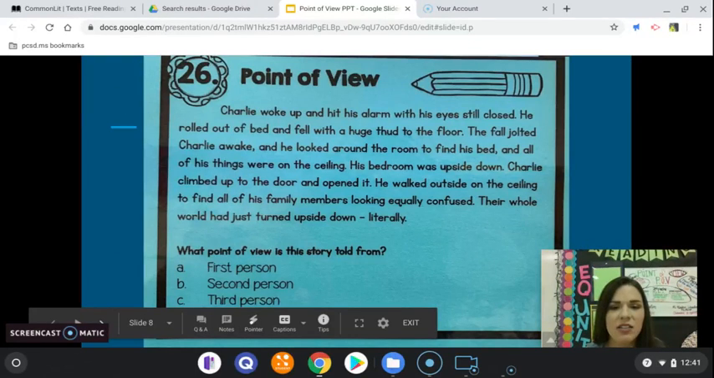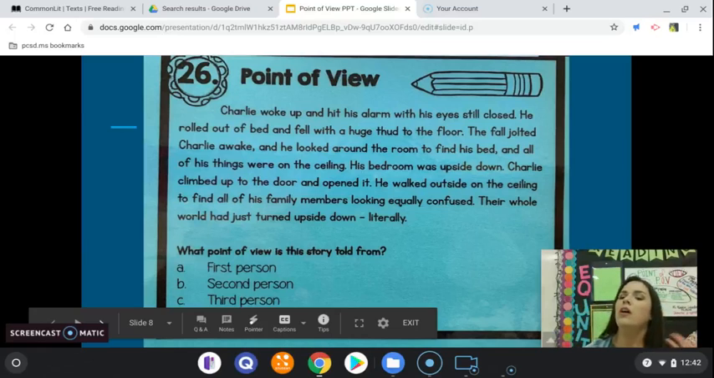Charlie woke up and hit his alarm with his eyes still closed. He rolled out of bed and fell with a huge thud on the floor. The fall jolted Charlie awake, and he looked around the room to find his bed and all of his things were on the ceiling. His bed was upside down. Charlie climbed up to the door and opened it. He walked outside on the ceiling to find all of his family members looking equally confused. Their whole world had just turned upside down, literally.